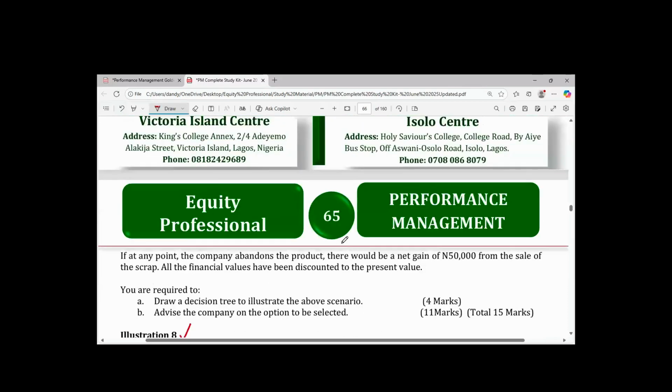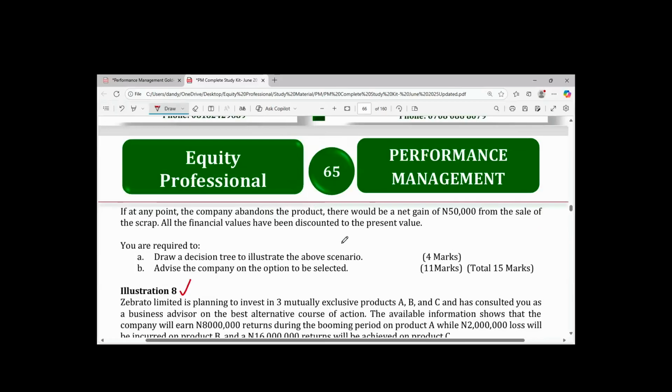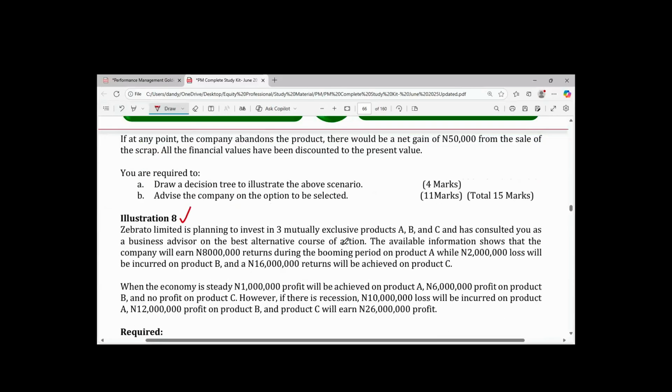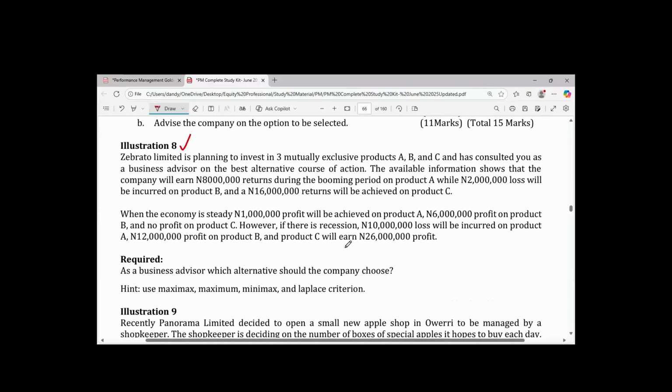In your material at your end, go to page 65, illustration number 8, under performance management. I will read for you. Or let me even look for one of you to read. Taufiko, can you help us to read, please? Remember, you are my partner in the class. Yeah, read for us.